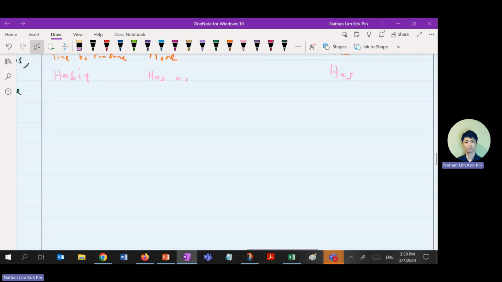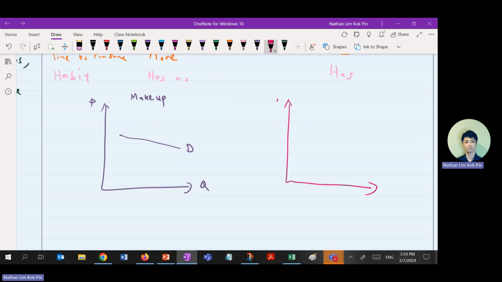You must know the diagram. P and Q. Diagram for inelastic. Let's say just like this one. Make up. Elastic is like that, right? Inelastic is like that. You must be looking more like I, right?